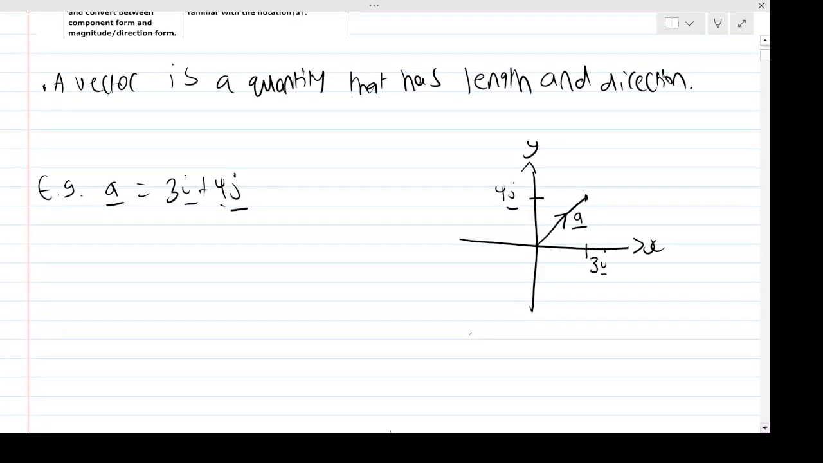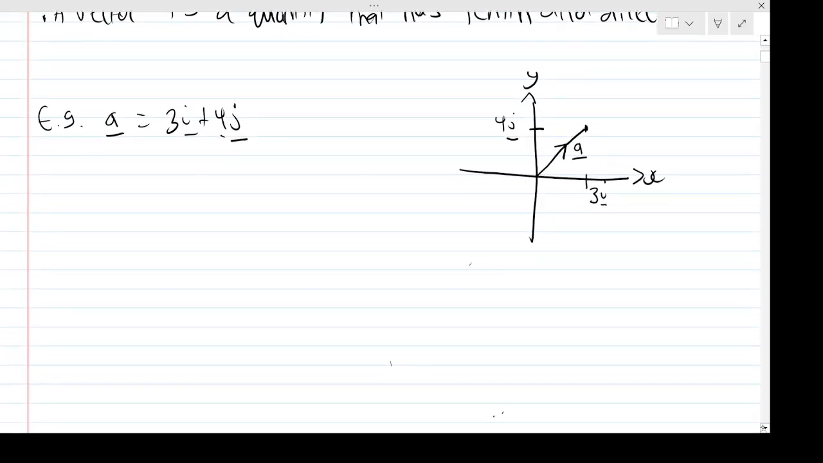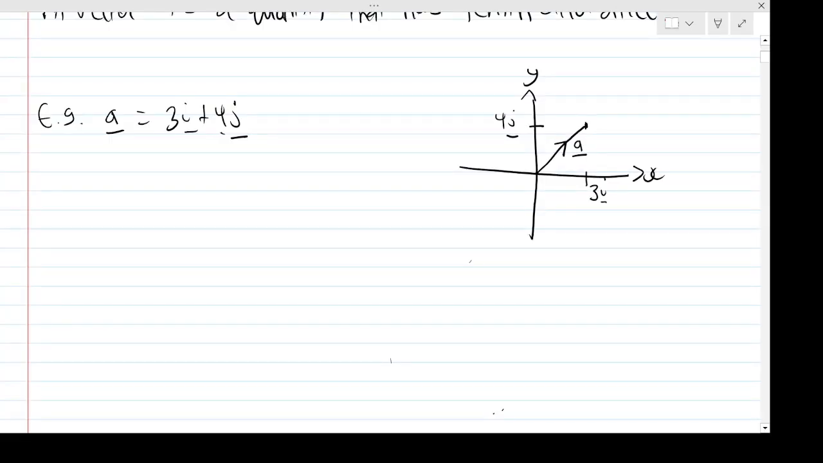But in this example, what exactly do we mean by length and direction of a vector like this? Let me draw this vector out more specifically. We have the vector A, and if we consider firstly the x component, that was 3i, and then we go up by 4j. This vector creates a right angle triangle, and the hypotenuse is the vector itself. So that was 3i and 4j.